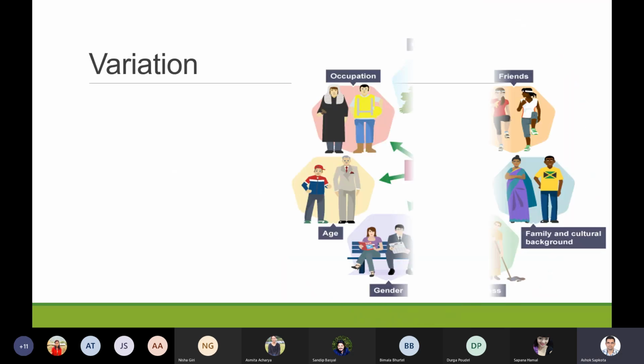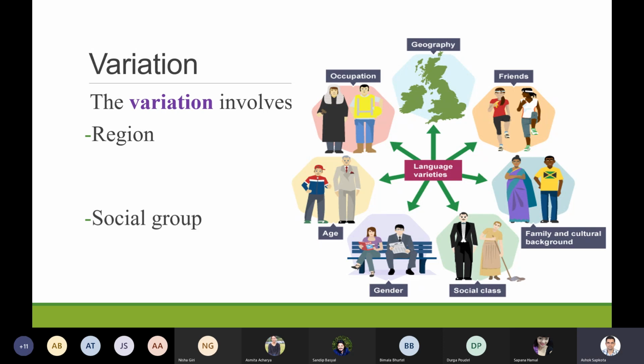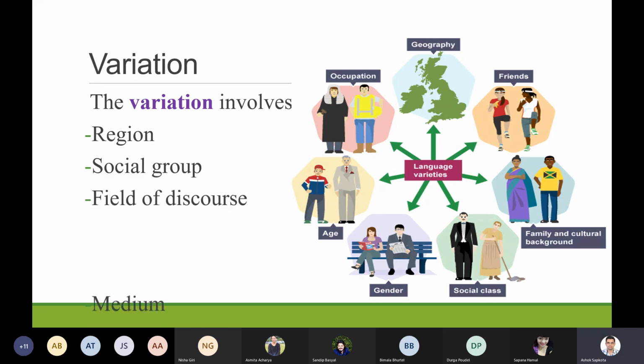Next, what is variation then? As you can see, the English language has varieties in terms of occupation, geography, friends, family and cultural background, social class, gender, and age. So there are lots of variations regarding the use of language. Variation involves region, social group, field of discourse, medium, and attitude. Right. Now let's have some discussion about variation.